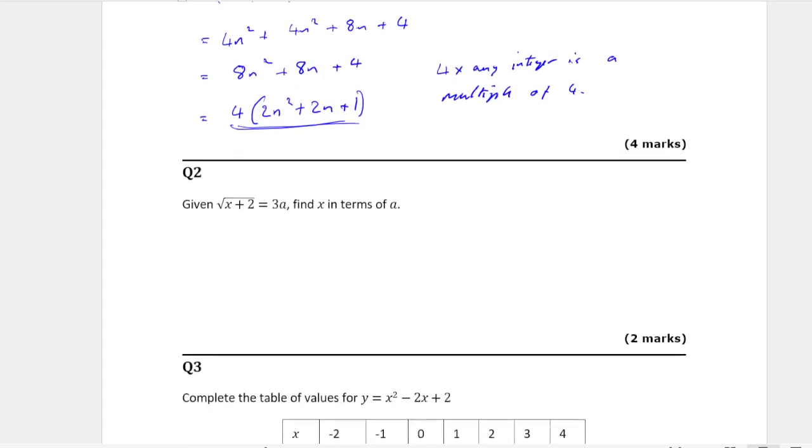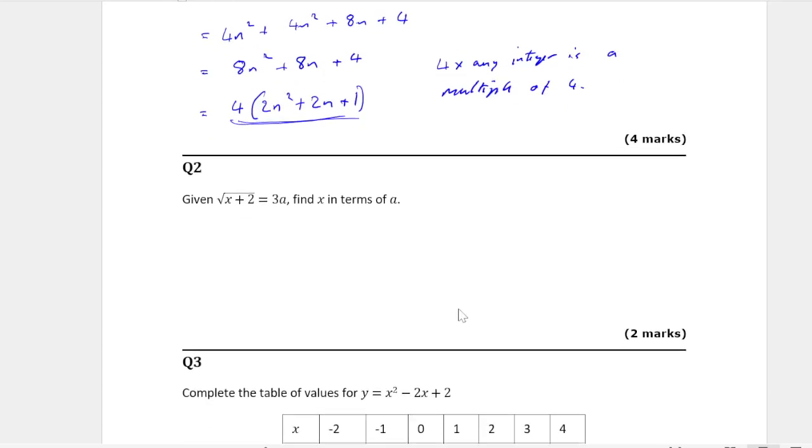Okay, question 2. Given that the square root of x plus 2 is equal to 3a, find x in terms of a. So this is really asking us to make x the subject. To do that, what I'm going to do first of all is square both sides. So x plus 2 is going to be equal to 9a squared. Then I'm going to subtract 2 from both sides, so x is going to be equal to 9a squared minus 2.